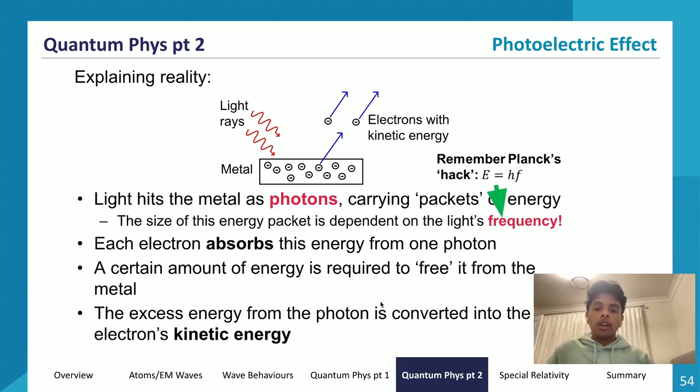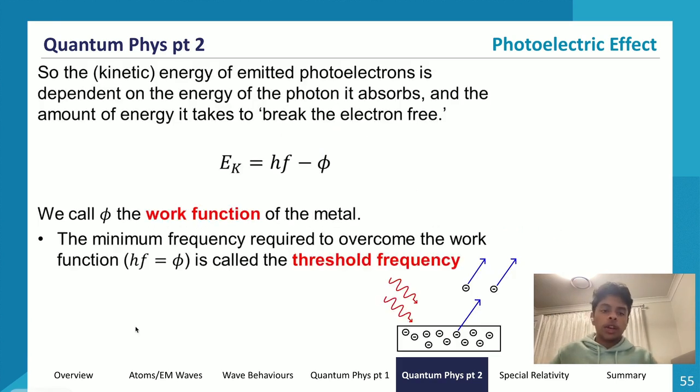So now we can think about the threshold. I mentioned that every metal has a certain amount of energy required to free the electrons from the metal, right? Required for the electrons to be freed. What is that called? Well, it's called the threshold frequency, or the work function, basically.